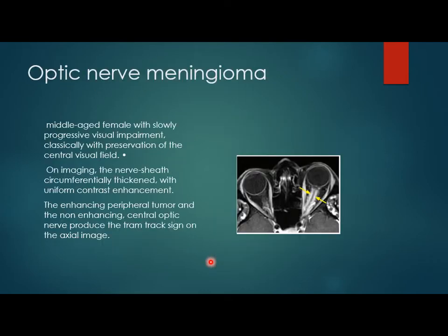Optic nerve meningioma. This also, like the other meningiomas, occurs in middle-aged females with slow progressive visual impairment and progressive loss of the central visual field. On imaging, the nerve sheath is circumferentially thickened with uniform contrast enhancement. If we give the patient contrast, there may be enhancement of the optic nerve sheath with preservation of the optic nerve, giving rise to the tram track sign on axial image. So if you see the tram track sign in the optic nerve, it means there is a meningioma.